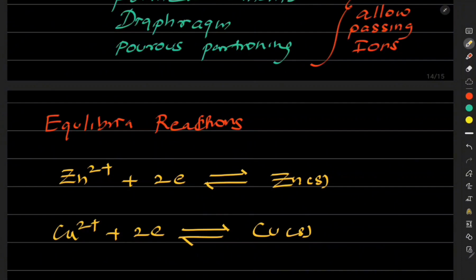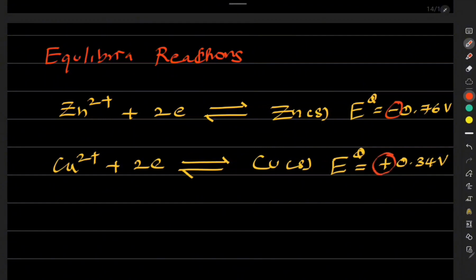The standard reduction potential of zinc is equal to minus 0.76 volts, and the standard electrode potential of copper is plus 0.34 volts. This minus sign represents that zinc releases electrons more readily than hydrogen. The plus sign in the electrode potential of copper represents that copper releases electrons less readily than hydrogen.